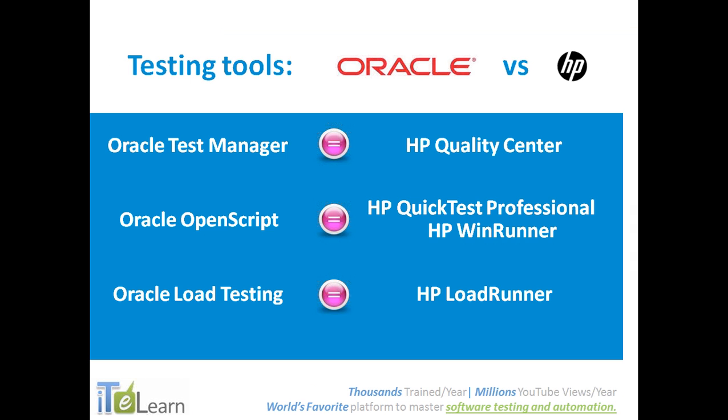Comparing with the other tools available in the market, with HP Mercury tools being the most powerful, we quickly compared that. Now OTM is just like our Quality Center, but OTM has many other features because it is supported by Oracle, and Oracle has extensive features to support web applications, SOA applications, JD Edwards applications, etc. And Oracle OpenScript is like our HP QuickTest Professional or WinRunner, which is obsolete now. And Oracle Load Testing is very similar to our HP LoadRunner.